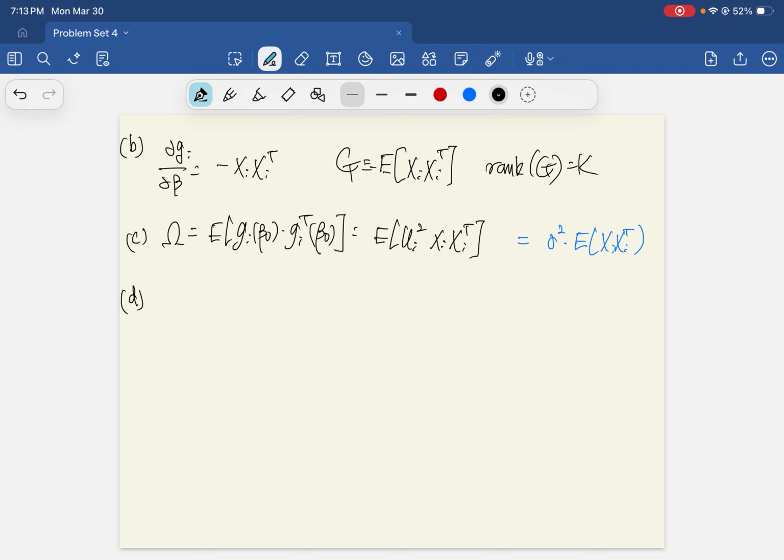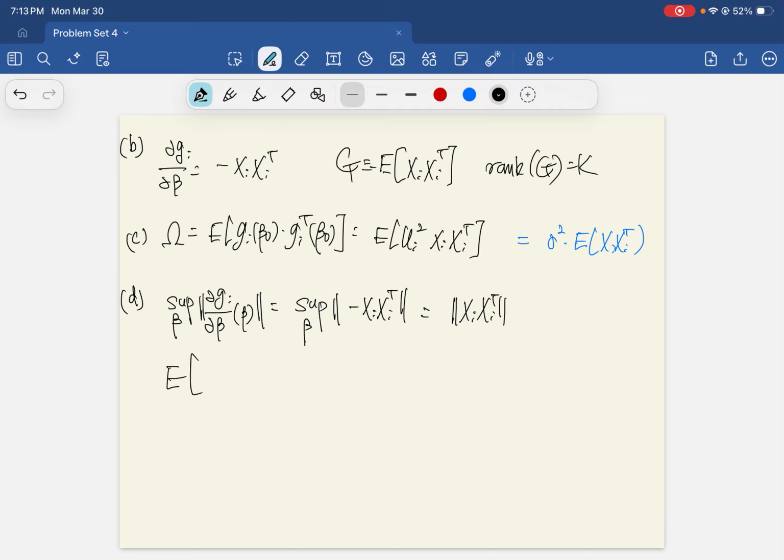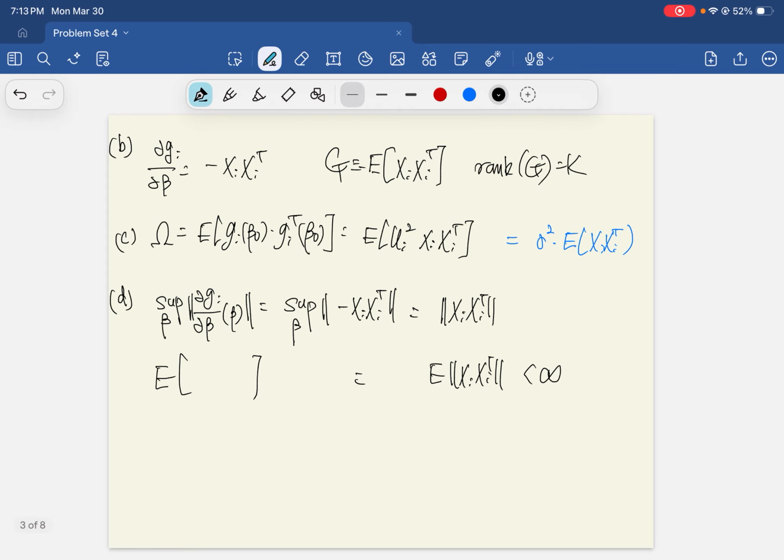And part D, again, the supremum of the derivative is pretty simple because the derivative does not have beta, so the supremum does not do anything. It is just a constant, right? So you just take the expectation of this, which is finite by another assumption. So this is pretty simple.